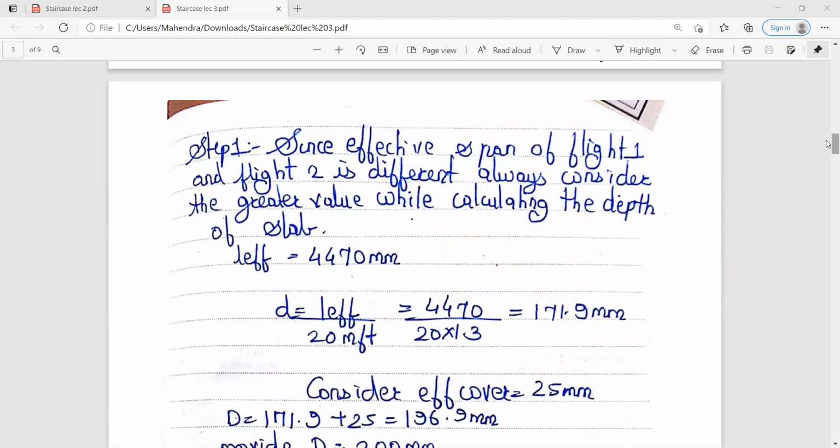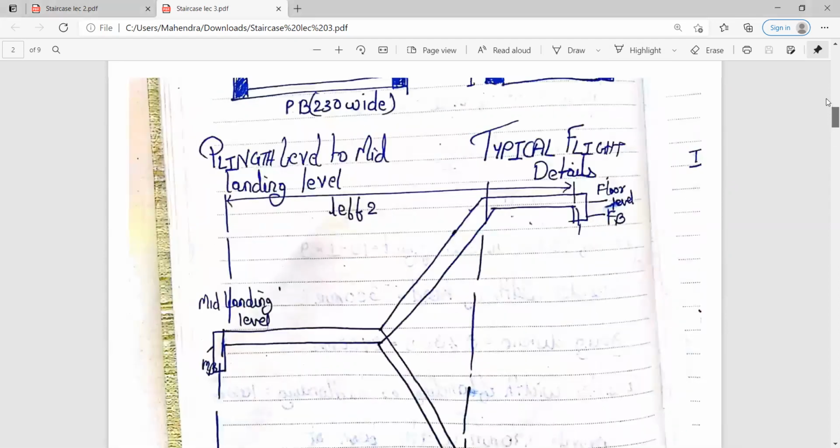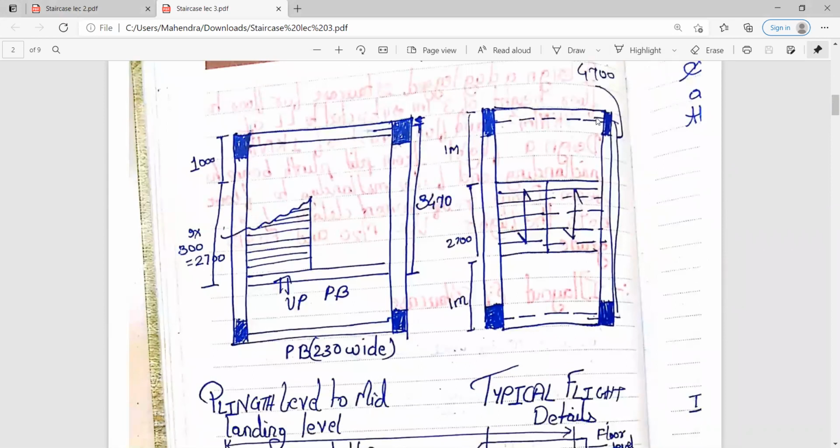And effective span for the flight 2. फ्लाइट 2 के लिए हमने इफेक्टिव कैलकुलेट नहीं किया है. फ्लाइट 2 के लिए यहाँ से लेके यहाँ तक का डिस्टेंस वी हैव टू कैलकुलेट. मतलब ये बीम के सेंटर से लेके ये लास्ट वाले बीम के सेंटर तक का डिस्टेंस इज योर एल इफेक्टिव 2. तो ये कितना है आपका, 230 है. सो 230 डिवाइडेड बाय 2 दैट इज 115. सो 1000 माइनस 115 आपको कितना मिलता है, 885.